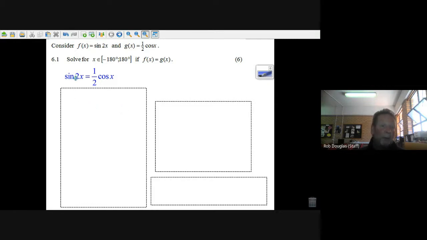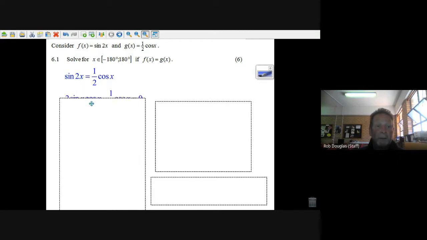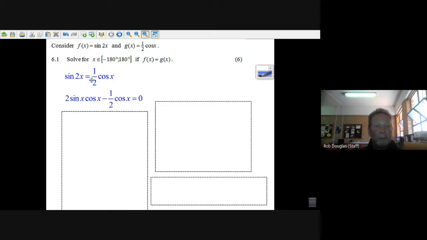Well, the sine of 2x, your formula sheet tells you something, that the sine of twice an angle is 2 times the sine of x times the cos of x. Now, if you want to solve something like this, you have to subtract the half cos x from both sides, make it equal 0.